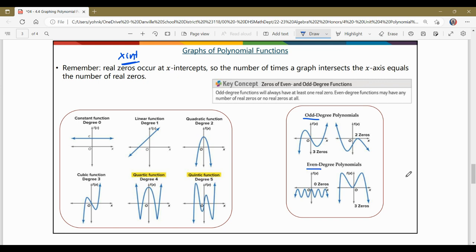Odd degree polynomials are going to have end behavior that is opposite. So one end behavior goes to positive infinity, one end behavior goes to negative infinity. But even degree polynomials have end behavior that is the same. Either they're both going to go to negative infinity, or they could both go to positive infinity.